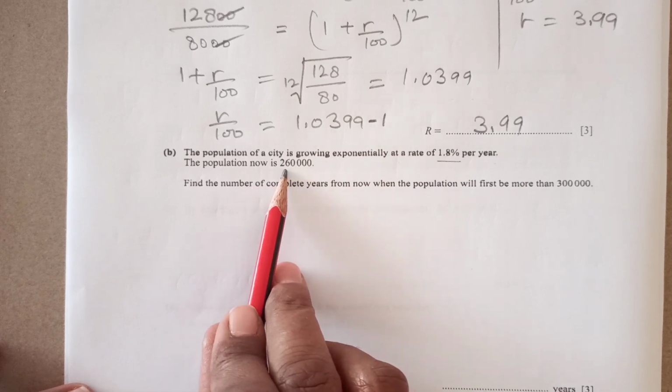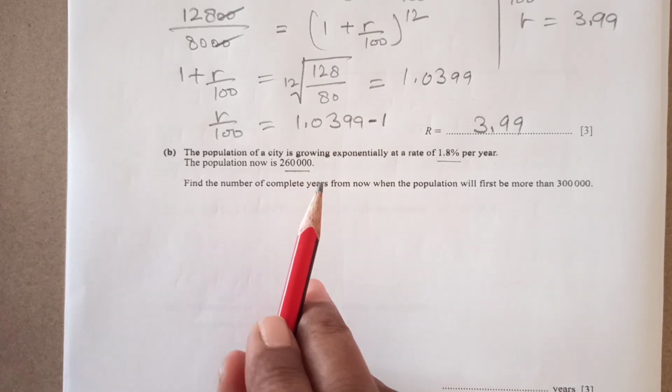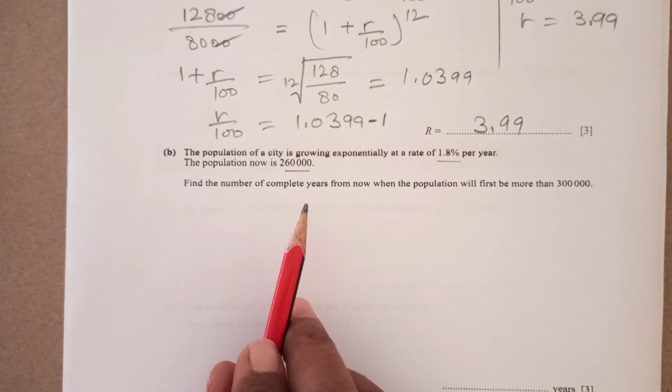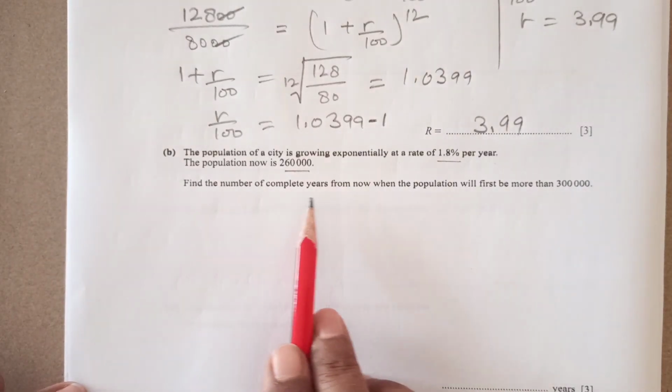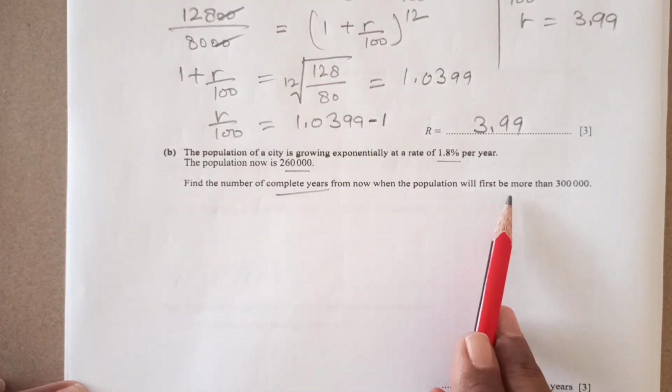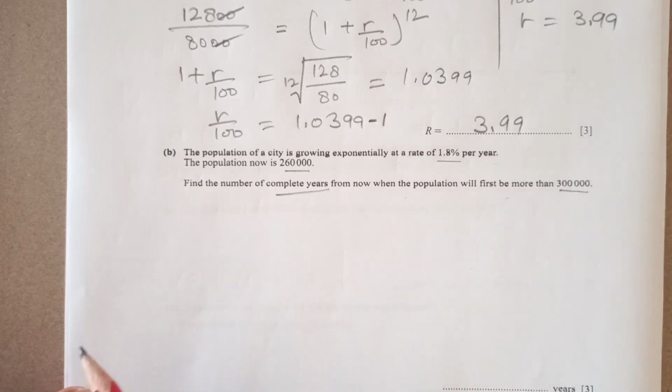Okay. Now the population of a city is growing exponentially at a rate of 1.8% per year. The population now is 260,000. Find the number of complete years from now when the population will be first more than 300,000.